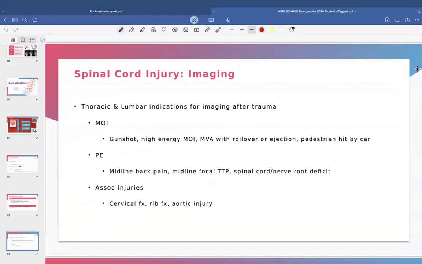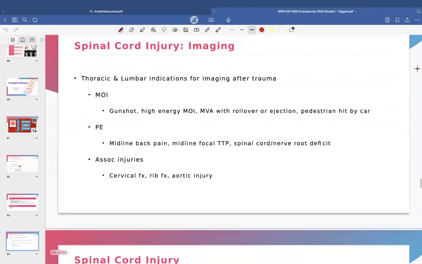Your indications after a trauma, I mean, they're going to be getting the imaging anyways. But if they have midline back pain, focal tenderness, any deficits, please make sure you get them an image. And also watch for any vascular injuries as well for those.